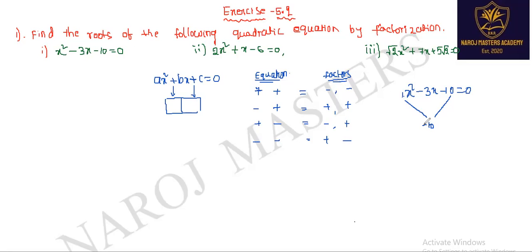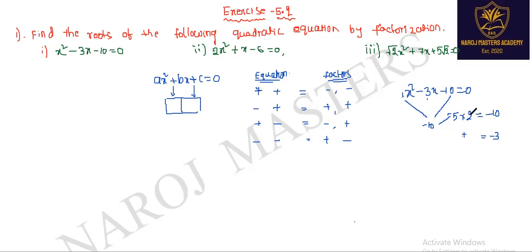Now which two numbers give the product minus 10, and their sum gives minus 3? The product of the two numbers equals the x square coefficient times the constant term, and their sum equals the x coefficient. So the sum of the factors is equal to the x coefficient and the product of the factors is equal to the constant term into the x square coefficient.